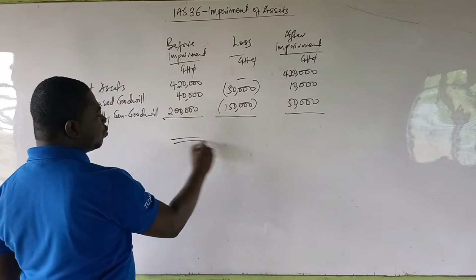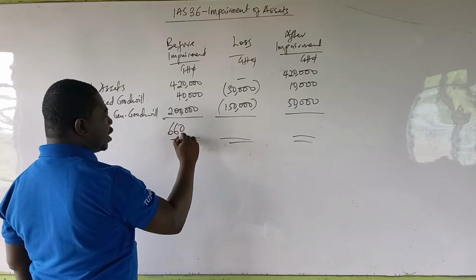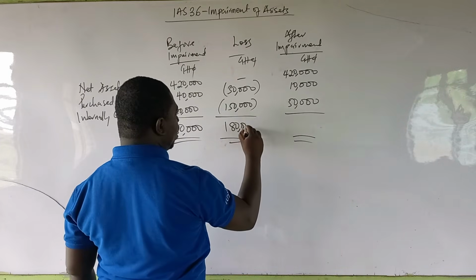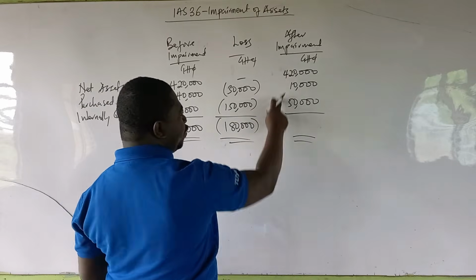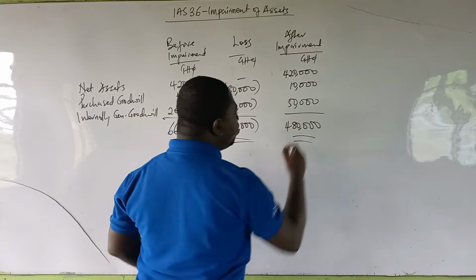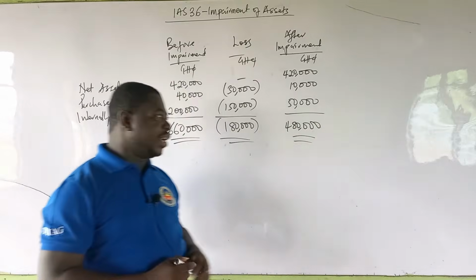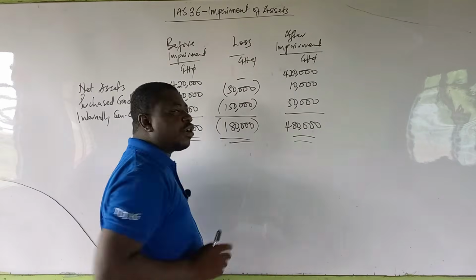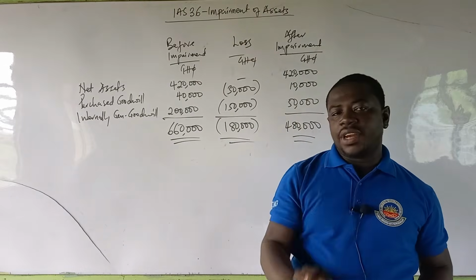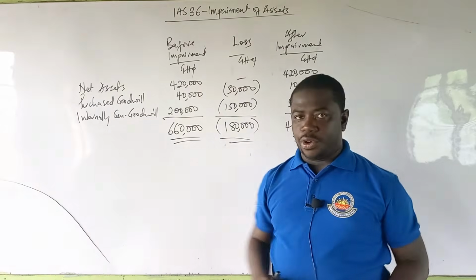And so when you are done with that, you see that originally your total is 660,000 before impairment. Then the impairment loss itself is 180,000. Then after impairment, if you add these three, you are going to have 480,000. So it means that after impairment, the total value of your net assets will be 480,000, which is equal to the recoverable amount. Because we have said that the value of non-current assets should not be carried in the books beyond their recoverable amount.